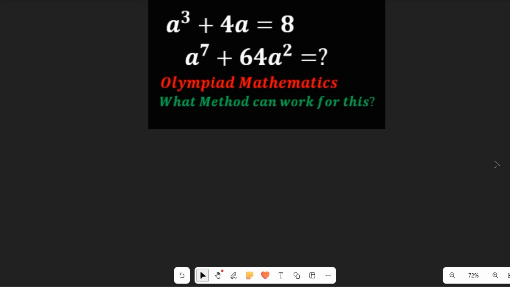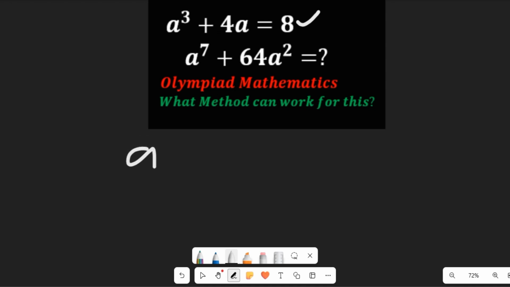Hello, can you solve for a to the power of 7 plus 64a squared equal to what in this Olympiad maths question? It looks very difficult, but then it's very easy if you start from the parent equation. And what is the parent equation? This. So how do we start from there to solve this maths problem? Now let's bring out that equation.